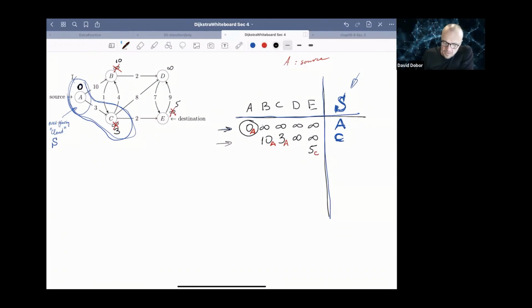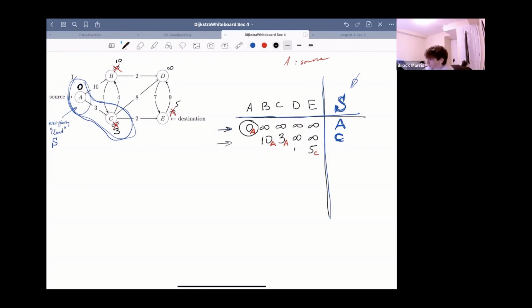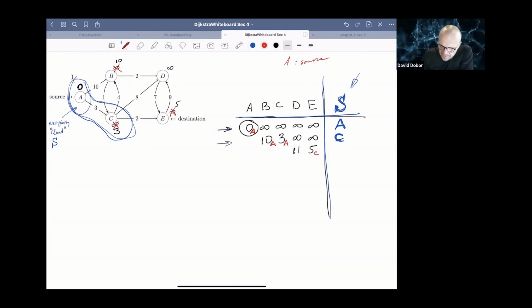Okay. Now, I have a way of getting to D. What's my best way of getting to D? Well, it was infinity. But now what's the cost of getting to D? 11. And I got there from C. Okay. What happened to the cost? So let's erase that and put there an 11.